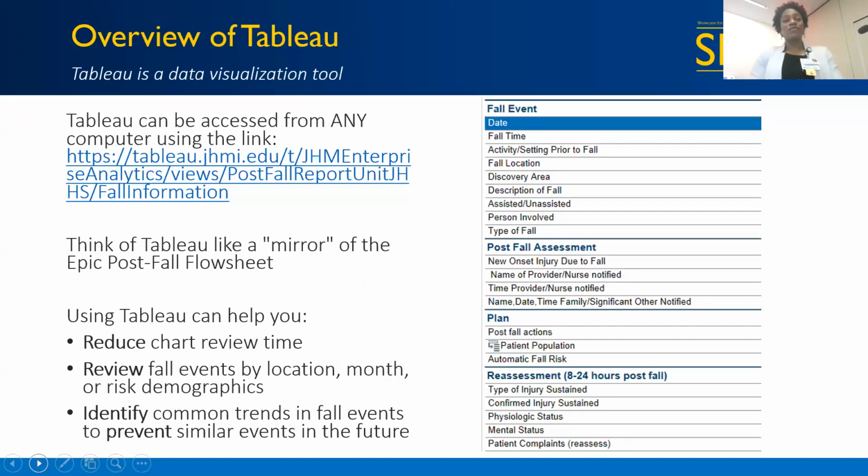Okay, I want you all to know first that Tableau can be accessed from any computer here on site. By accessing this link, it's tableau.jhmi.edu. Once you land there, you can use a search function to find most reports that you'll need. If you type in falls at the top, you should be able to find the Tableau report for falls.